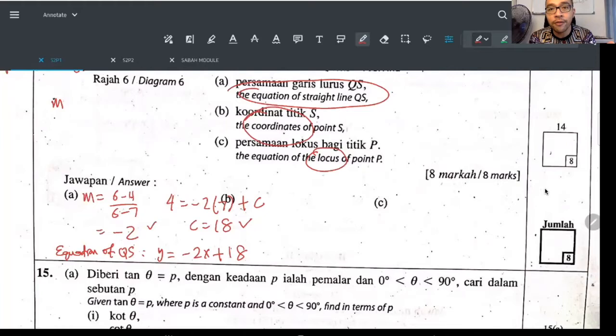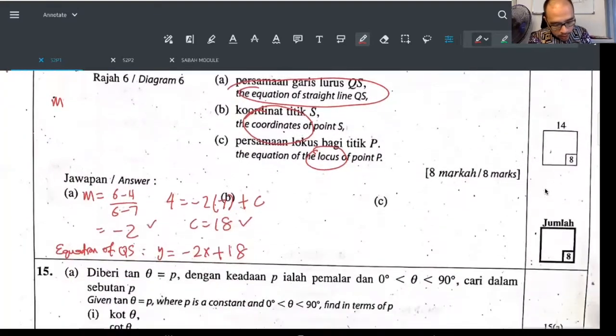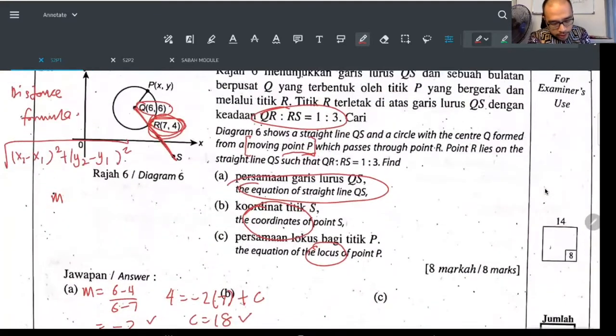Don't settle for, oh, I already got an answer. It doesn't mean that you got the answer, it means you have answered the question. You may have the answer, but the answer could be the answer to a wrong question. Make sure you always answer the question. Very, very important. So the equation is y equals negative 2x plus 18.